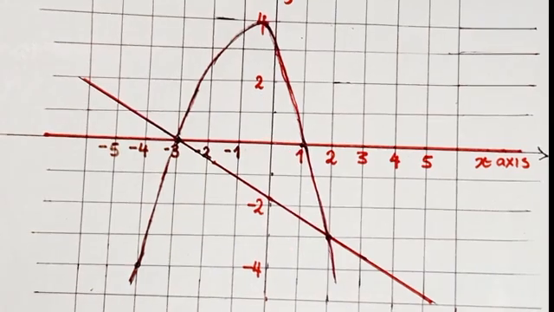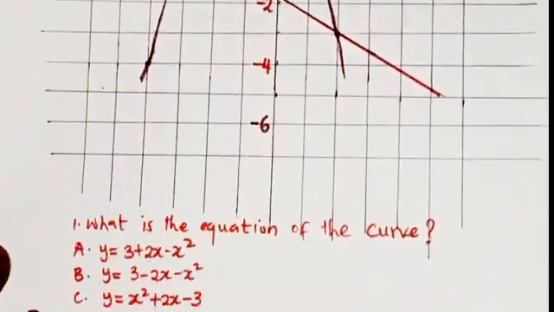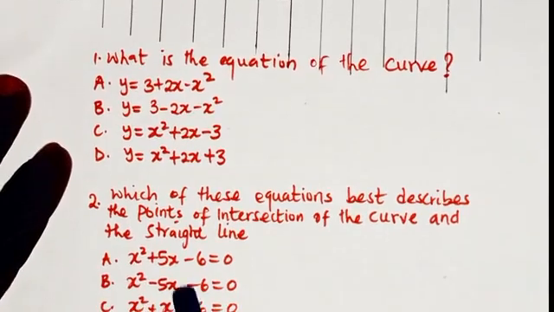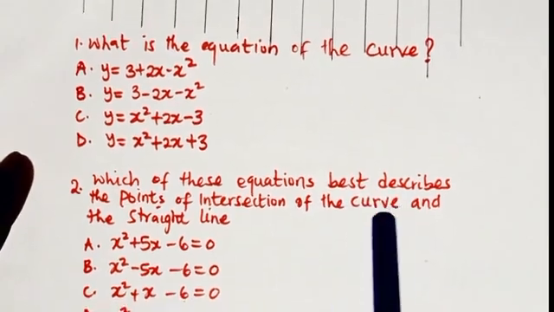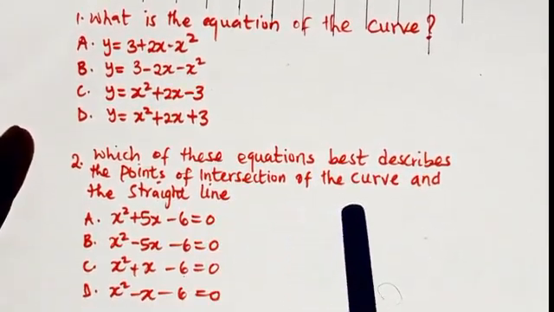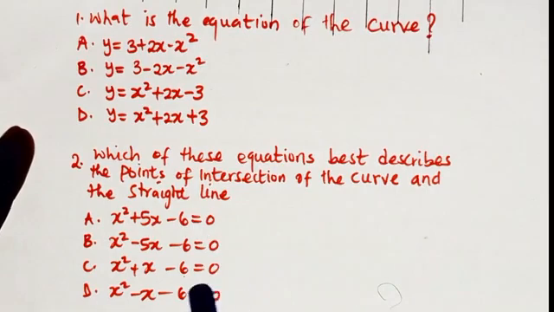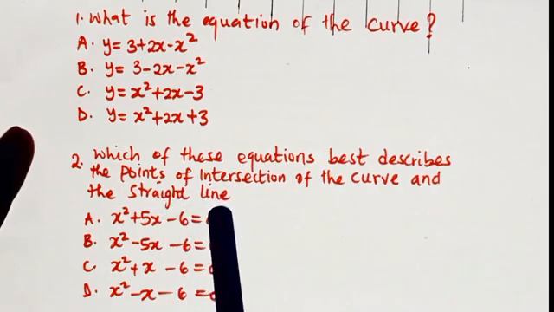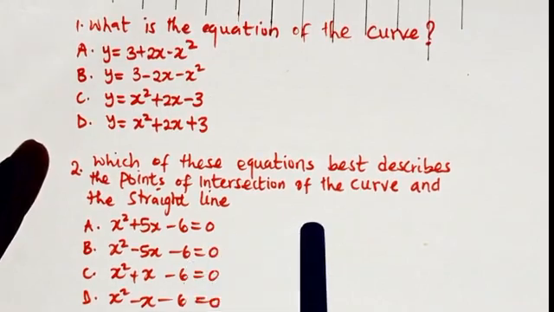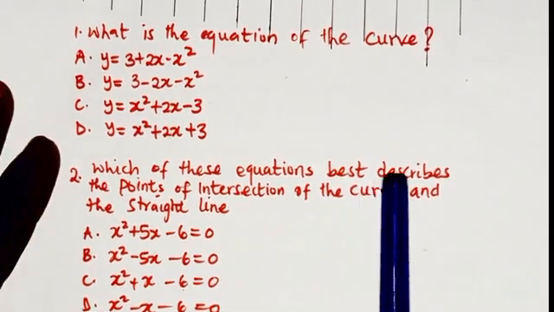We call it parabola. Then also the second question says which of these equations best describe the point of intersection of the curve and the straight line. So we have this, which of these equations describe the point of intersection between the curve and the straight lines.